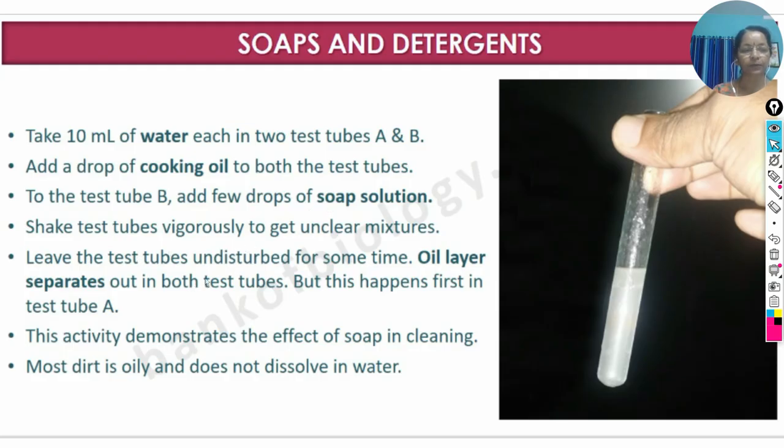Then you can see that it forms an unclear mixture. Then allow it to settle down. Then we can see that the oily layer separates out in both the test tubes. But this happens first in test tube A.